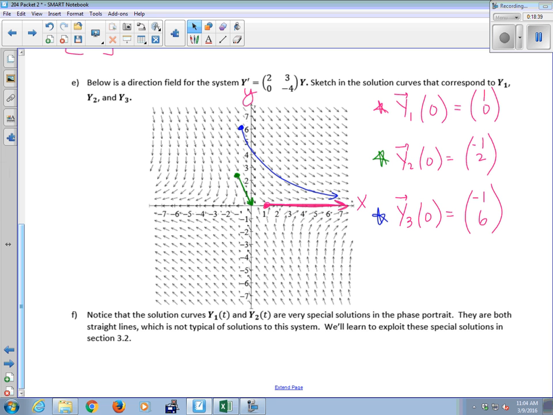All right, so y1 and y2 are very special solutions in the phase portrait. They're both straight lines, and straight lines are not typical solutions, right? Most of the solutions with most initial conditions follow curvy solutions. But I gave you the two straight line solutions to that system. And we're going to learn how to find those straight line solutions and exploit them to get general solutions in 3.2. Next section.